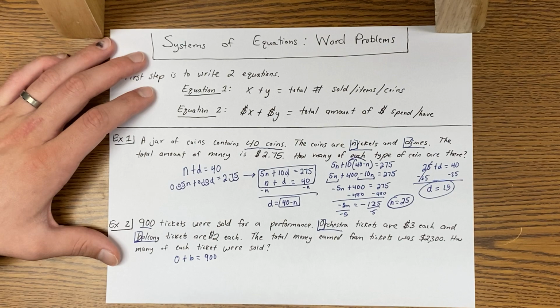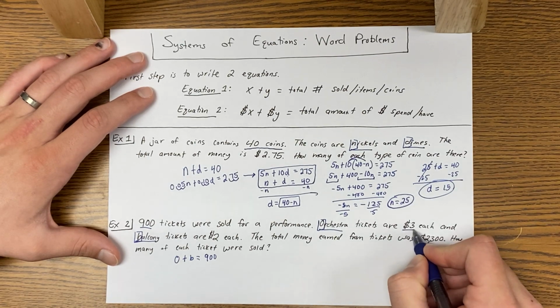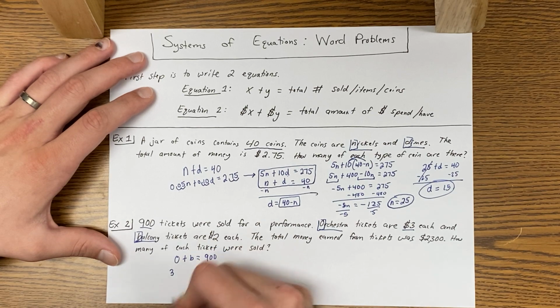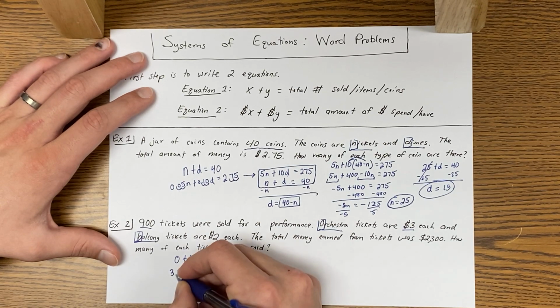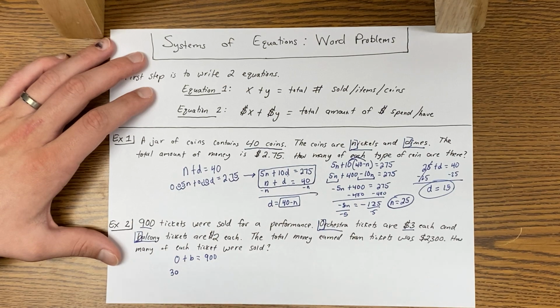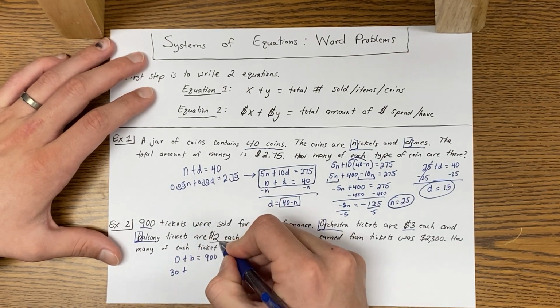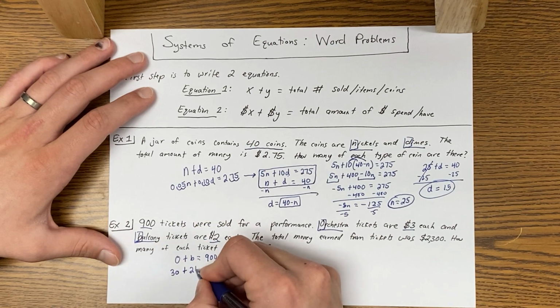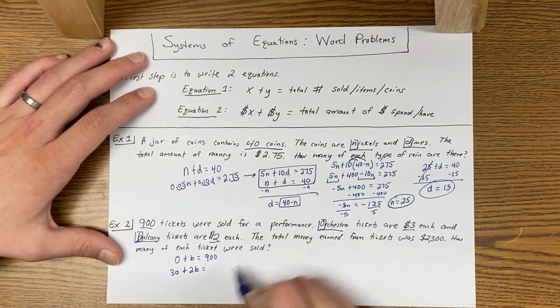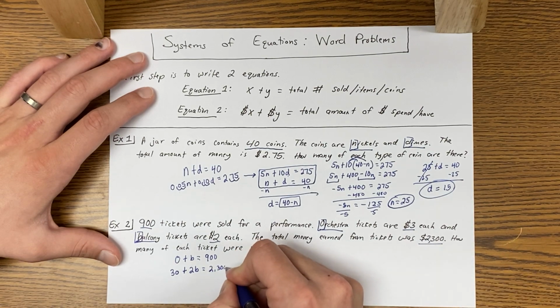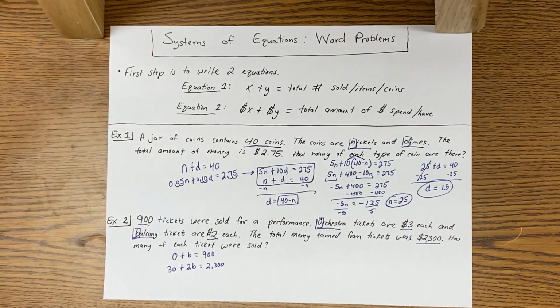Okay, now we're going to look at money. Total amount of money. So we know orchestra tickets were $3. So we have 3, and be careful here with O. Make sure you know it's not 0. So maybe do a little o like that. 3O plus 2B, because balcony tickets were $2. And the total amount of money we earned was $2,300.